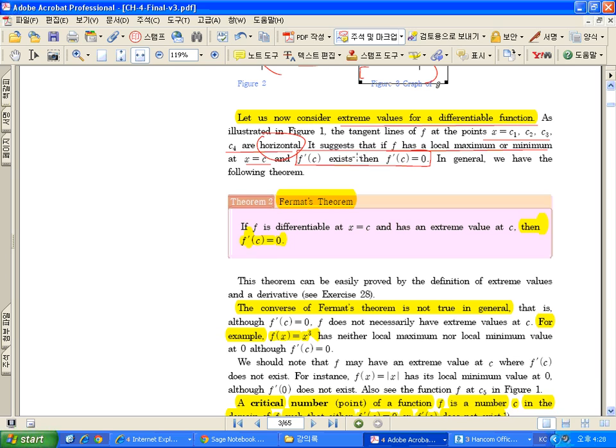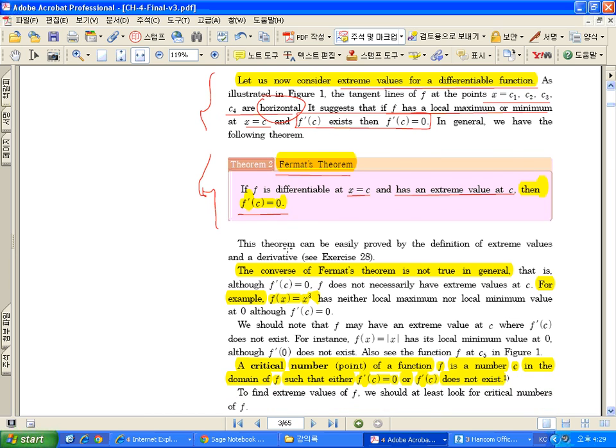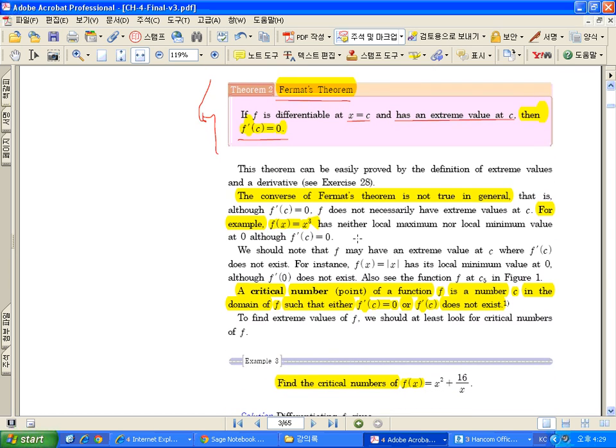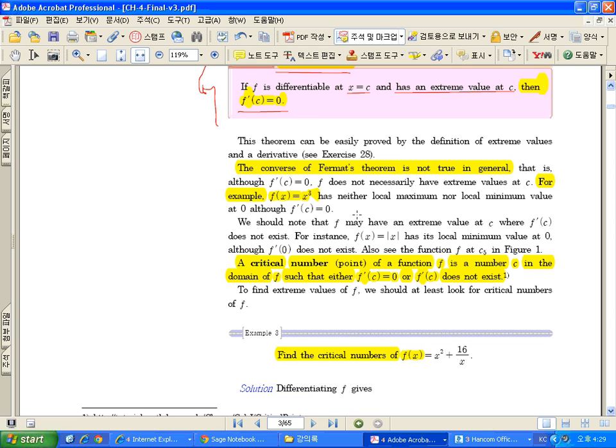horizontal lines. With this observation, we can draw the second theorem, Fermat's theorem. If f is differentiable at x equals c and has an extreme value at c, then f prime of c must be 0. It is differentiable and it has an extreme value at c, then f prime of c should be 0. You have to fill out the proof as exercise 28 at the end.